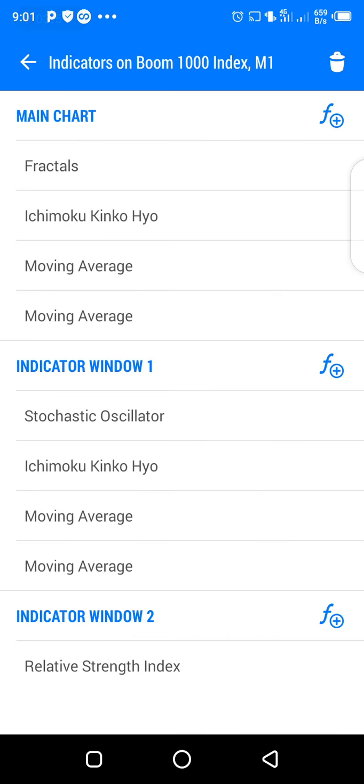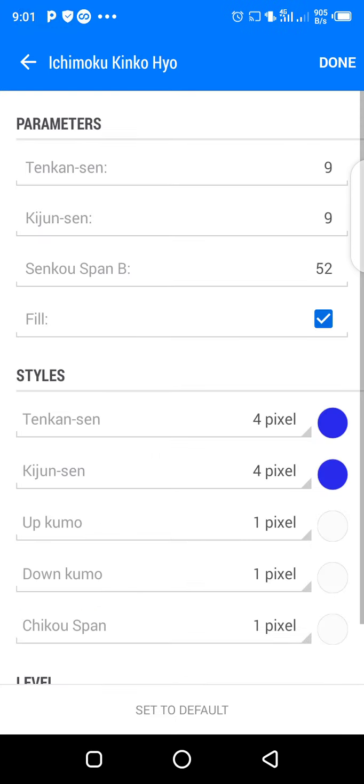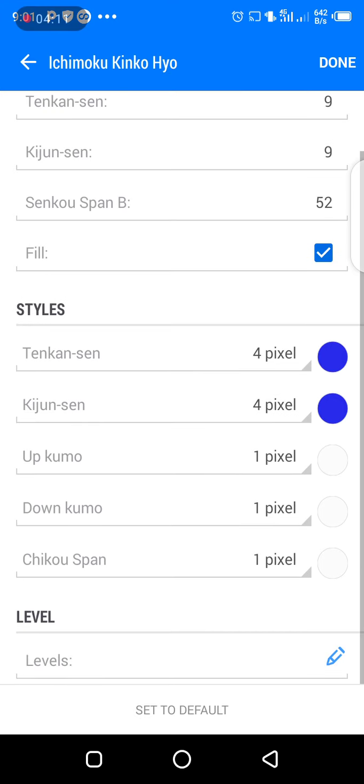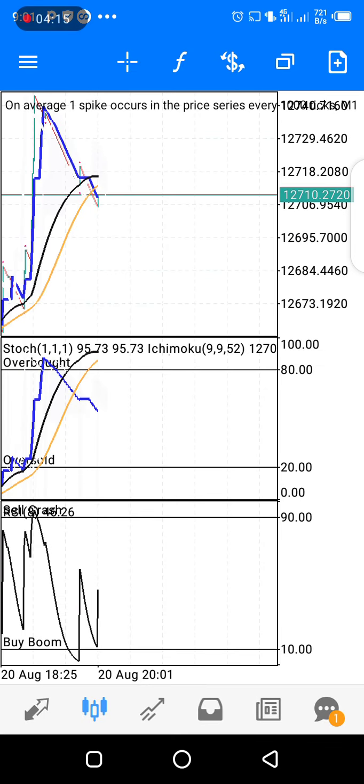Then again the next one is Ichimoku. Still on your indicator window 1, you click on Ichimoku. You see the parameters 9, 9, 52, Tenkan-sen 4 pixel, Kijun-sen 4 pixel, up Kumo 1 pixel, down Kumo 1 pixel, Chikou span 1 pixel, and the levels you just leave it like that. All right, so you click done.